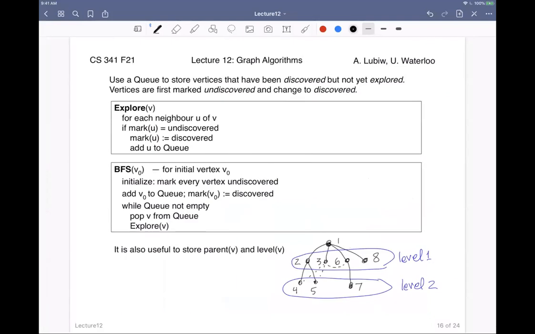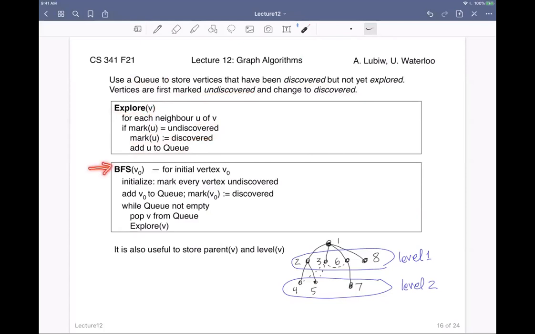Now, here is the pseudocode for doing the breadth first search. We're going to use a queue. That's the appropriate structure for the way I was doing that exploration of vertices, right? We use a queue to store the vertices that we've discovered, but we haven't yet explored. And the vertices are initially marked as undiscovered, and we change them to discovered when we first encounter them. So how does the explore subroutine work when I'm exploring from a particular vertex? I look at each neighbor of the vertex V, and if that vertex U is as yet undiscovered, then I say, now I'm discovering it, and I add it to my queue to be explored later.